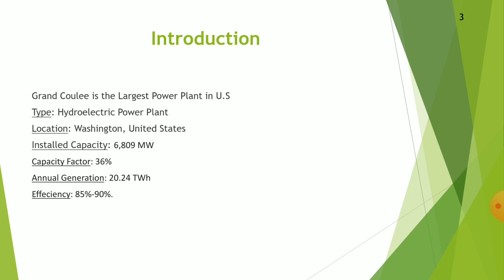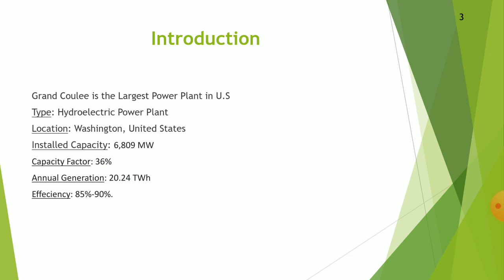Introduction of Grand Coulee Power Station. Grand Coulee is the largest power plant in the US. Grand Coulee is a hydroelectric power plant. Its exact location is Washington, United States. Its installed capacity is 6,809 megawatt.